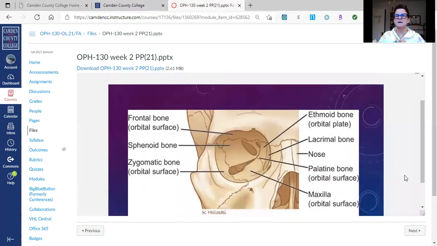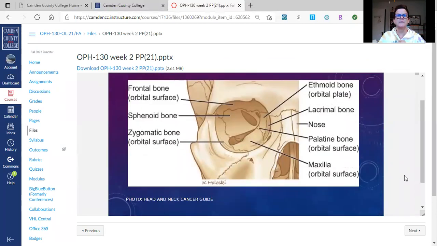So here's a nice diagram of the bony orbit. Okay, so we have the frontal bone here. The sphenoid bone is sort of in the back of the orbit. The zygomatic bone, the maxilla bone, palatine, lacrimal, and ethmoid. Okay, so this will give you an idea of where everything is. Now, let's take note here when you're looking at the orbit.